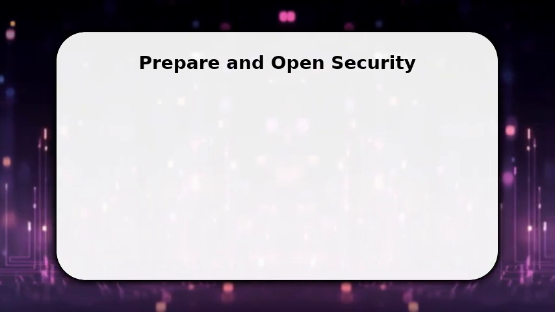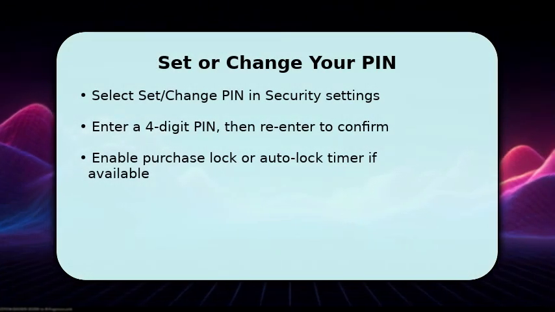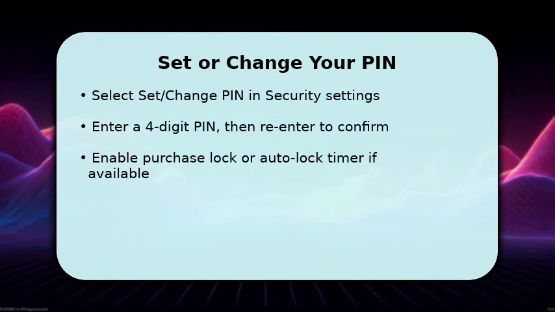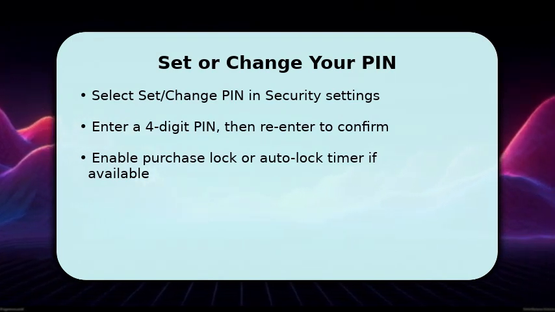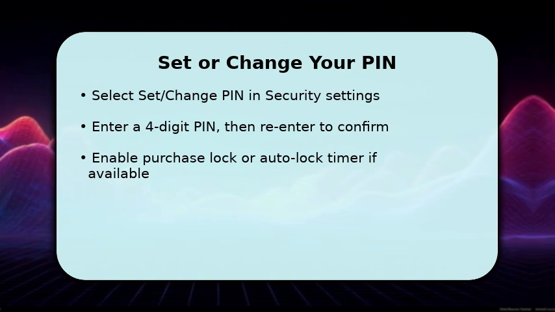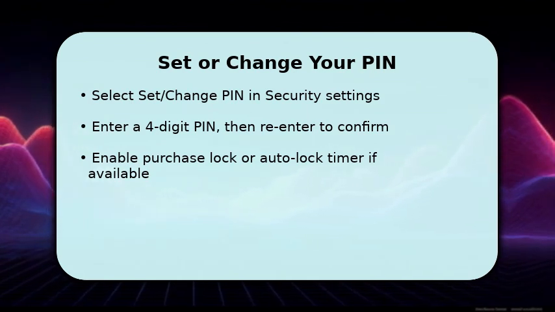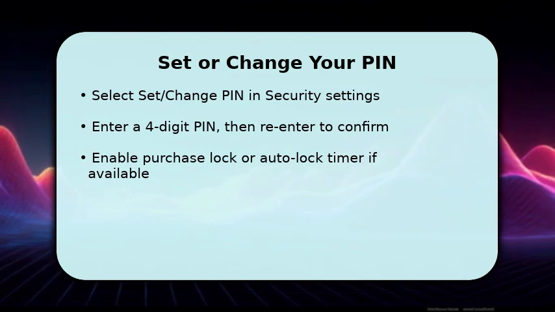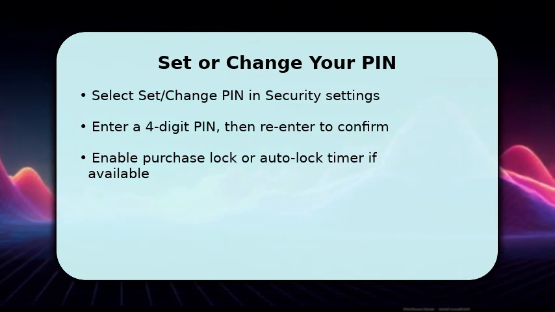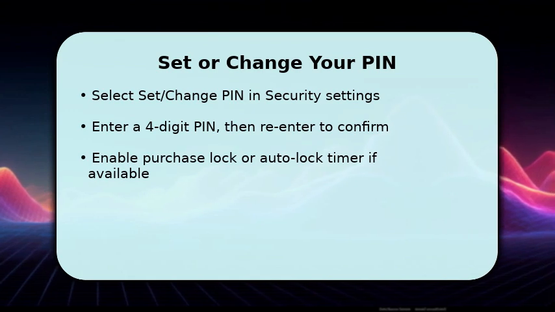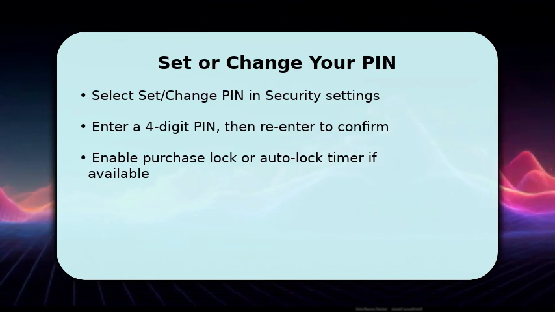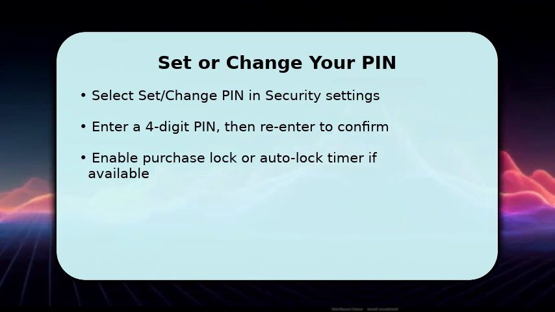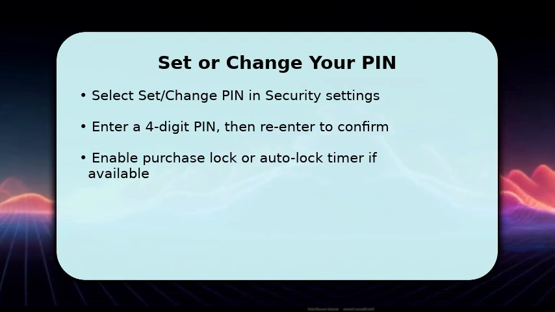in the next step. Once in Security, choose Set or Change PIN and follow the prompts. You will type a 4-digit code and then re-enter it to confirm. This double entry prevents typos. If changing, you may need your current PIN or account password first, so make sure you're signed in. After confirming, enable related options like a purchase lock or auto lock timer so the PIN is required for buys.